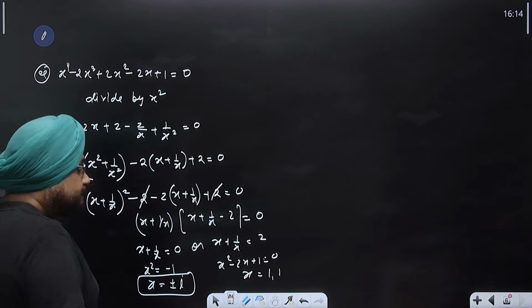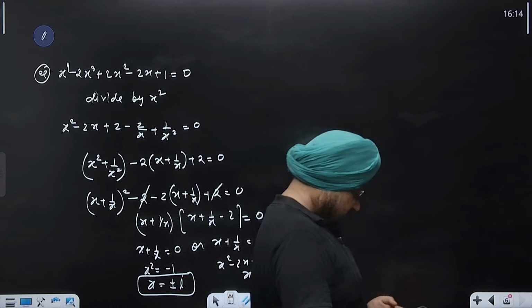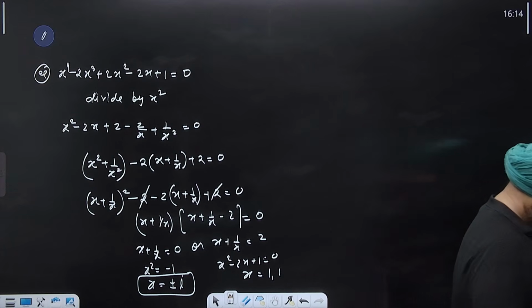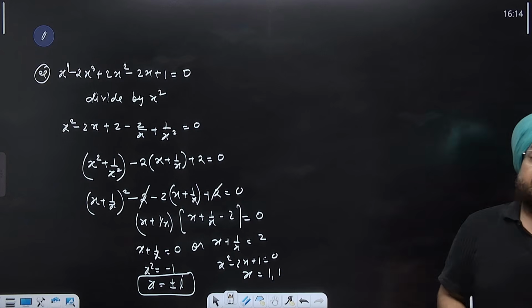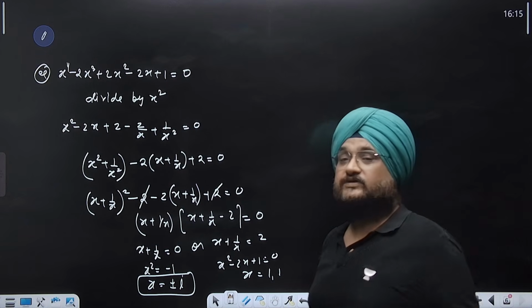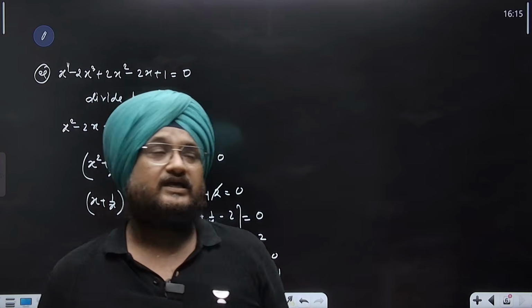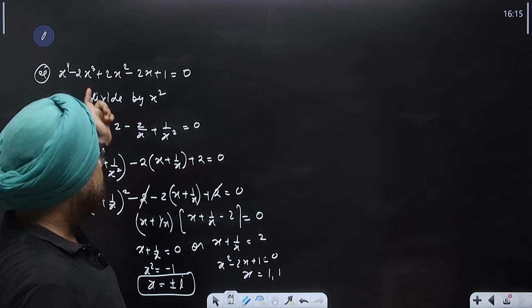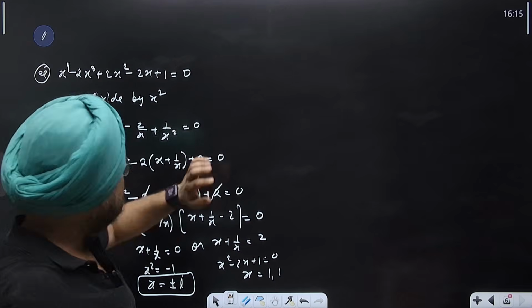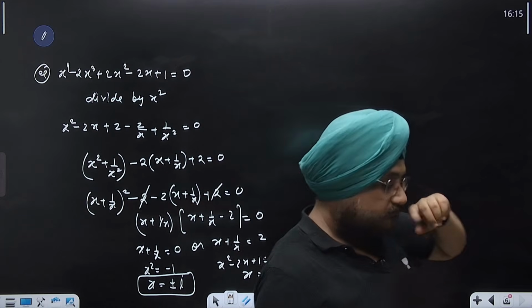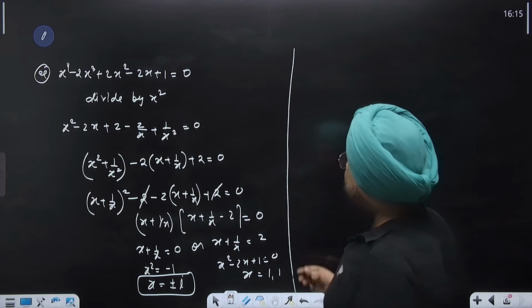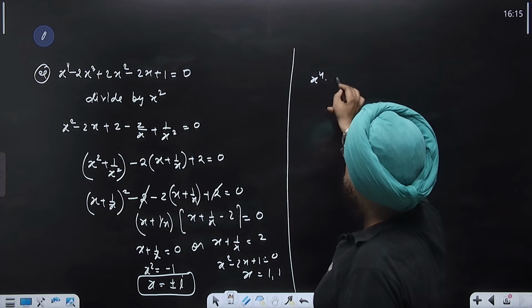Okay, so these are three different types of biquadratic equation where we can use the concept: if the coefficient sum is constant, if the product of coefficients is the same, and this type. Okay, one more is there, but that is quite straightforward.